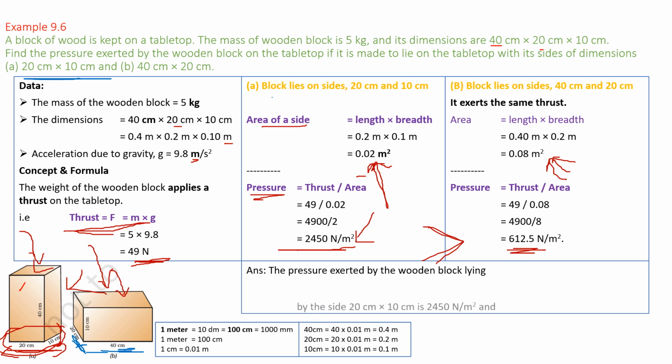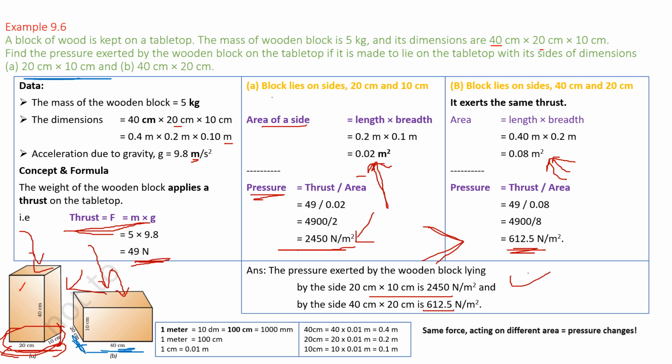That's what we need to take. Clear, right? The final answer is simple. This is the one, of course, this is bigger. The summary is also mentioned here. Same force, look at it. Both ways, same force, 49 units, but acting on different areas. The same force is acting on a bigger area here and on a smaller area here. Same force acting on different areas, so it's not the same pressure anymore. It's a different pressure.